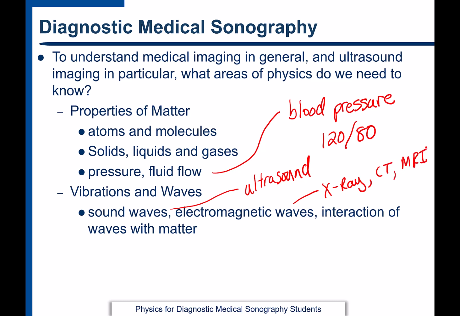And then we just need to understand the properties of waves in general, whether we're talking about sound waves or electromagnetic waves, and how those waves interact with matter. So for example, how is it that just by sending a sound wave into somebody's body, we can form an image of what's going on inside their body? Well, all of that has to do with how the sound wave interacts with that tissue and whether it gets absorbed or reflected back. That's how the ultrasound machine is going to be able to come up with an image of what's going on inside the body. So we've got to be able to understand all of that.